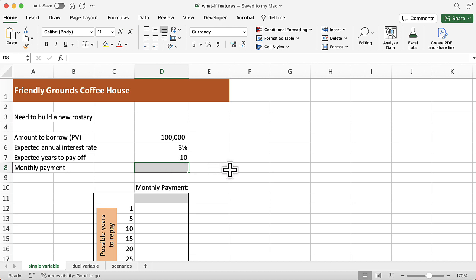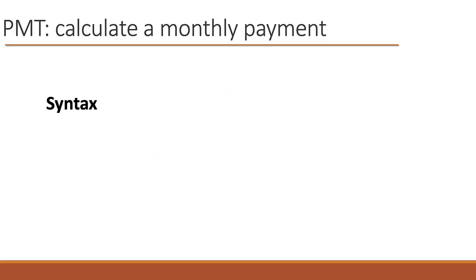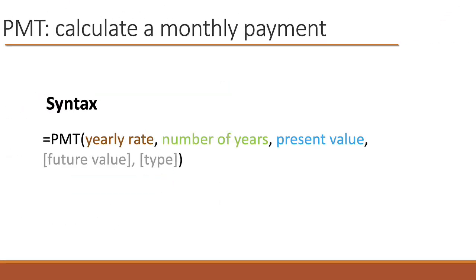The payment function tells us every month when we have to make a payment on this loan, how much is that going to be? Let's take a look at the syntax. The way this works is we say equals PMT, and there's three required arguments. The first is the yearly interest rate. The second argument is how many years to pay back. And the third required argument is the present value. You see there are two optional arguments, future value and type. I'm not going to use these in this example.